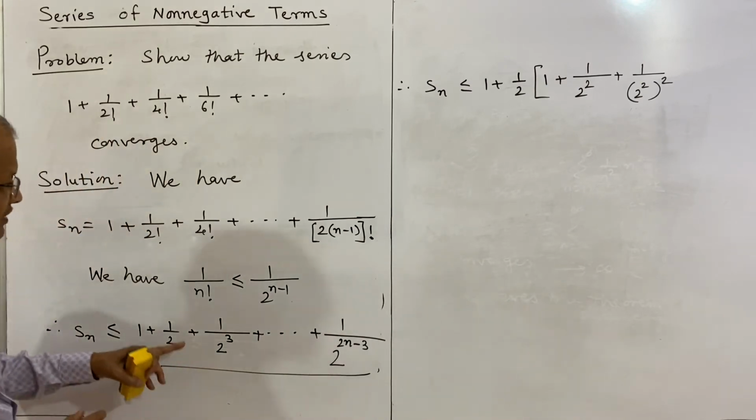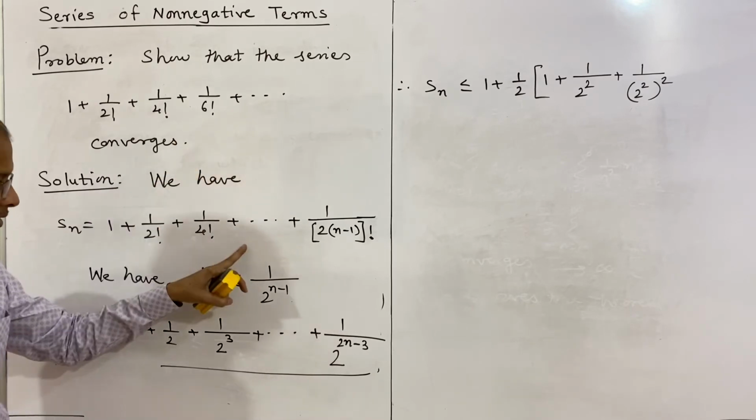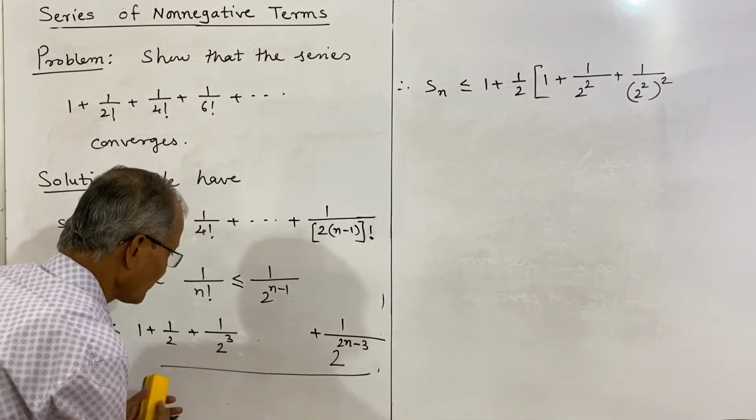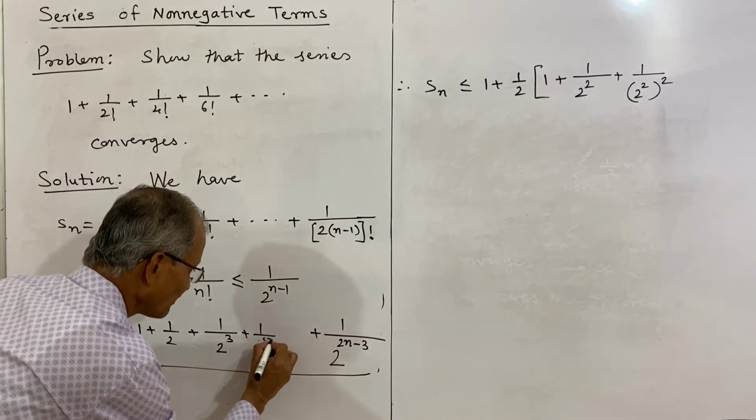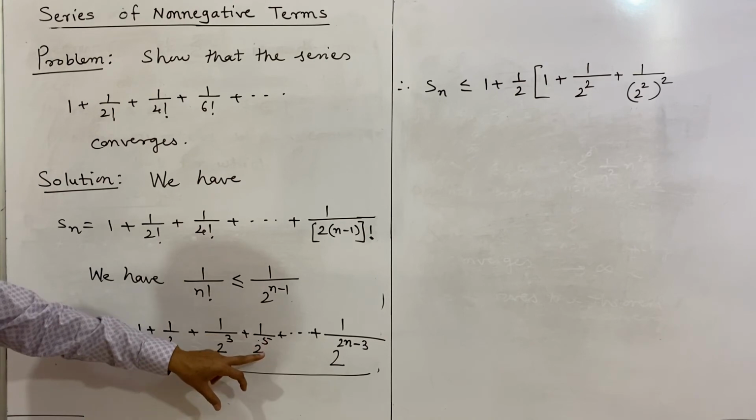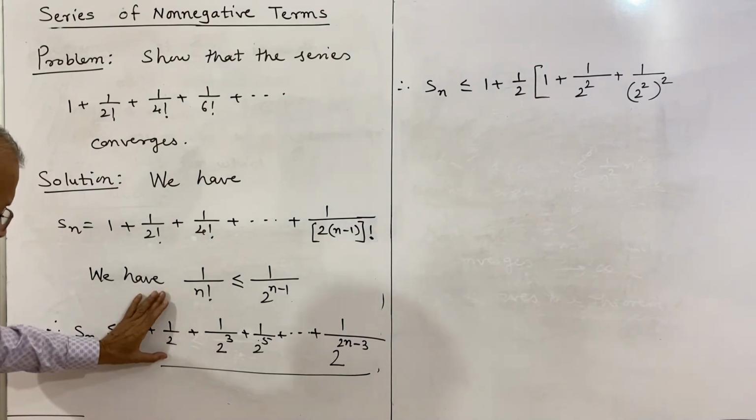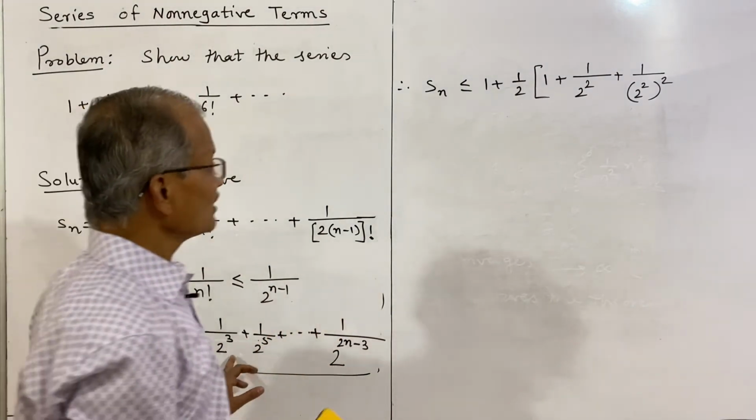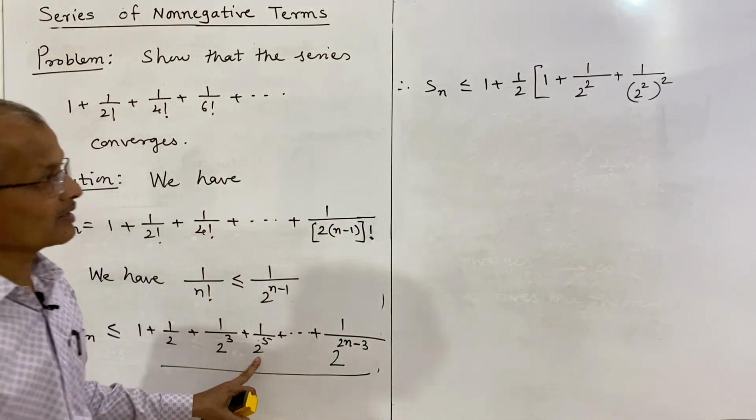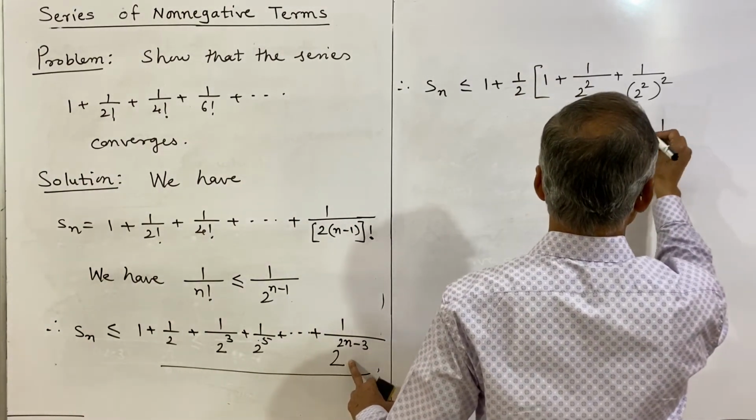You see here it is 4 factorial, next will be not 3 but 6 factorial, and therefore the next term will be plus 1 upon 2 to the power 5, and so on. 1 by 6 factorial is less than 1 upon 2 to the power 6 minus 1, that is 5. If I take 1 half common from these terms, then in the bracket it will be 1 by 2 square, this will be 2 power 4, that is 2 square square, plus so on, and the last will be 1 upon.